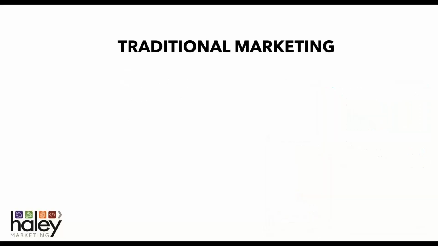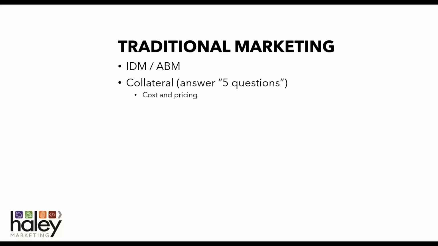And let's not forget traditional marketing. I mentioned it's the express lane. Something we're big fans of is IDM and ABM, integrated direct marketing and account-based marketing. And I'll show you a graphic of that in just a second. Creating collateral that answers 5 key questions. Questions people have about your services. What do you charge? Those are questions you actually want your website, your collateral to answer.